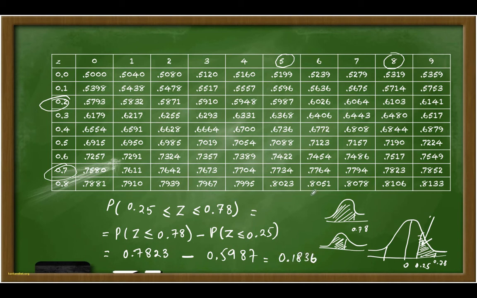Or if you have a graphical display calculator, you can just use the GDC function of normal CDF and enter the mean 0, standard deviation 1, and for this one the lower limit is 0.25 and the upper limit is 0.78.